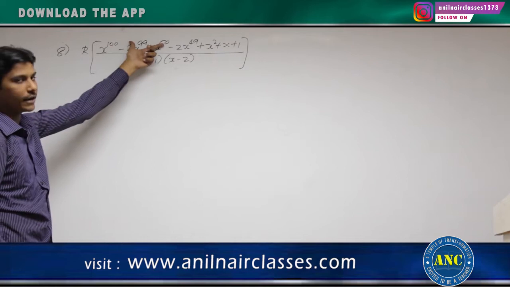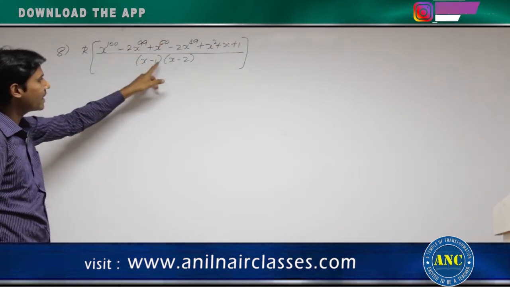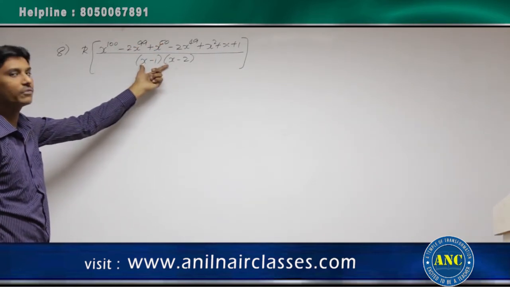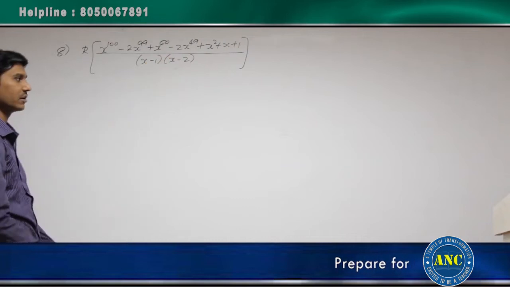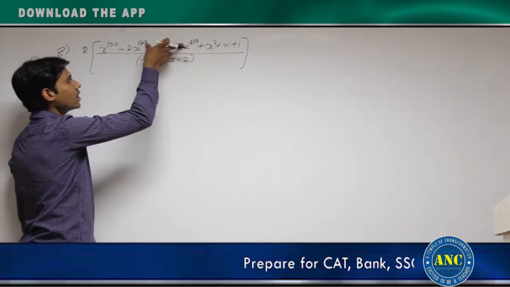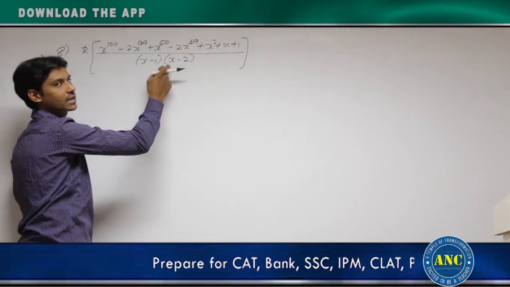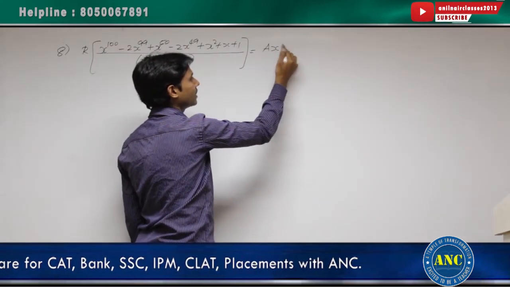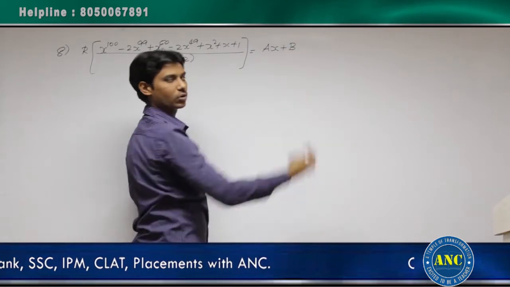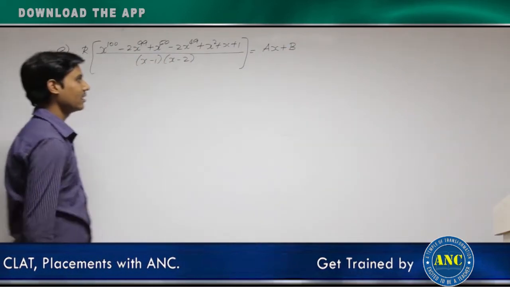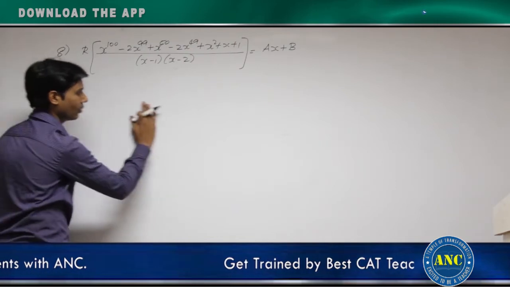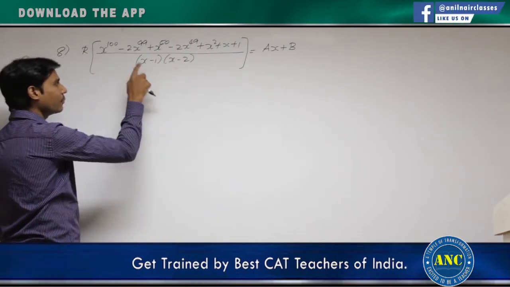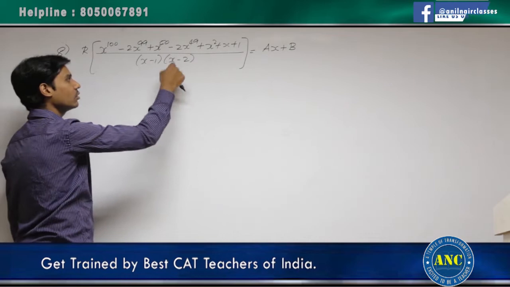Remainder when any polynomial expression is divided by an expression of degree 2. If you multiply it out, it becomes a quadratic expression, right? The possible remainders are an expression of degree 1 or degree 0, which is nothing but a constant. So ax + b should be the remainder. Now how will you find it? Substitute x = 1 and x = 2.